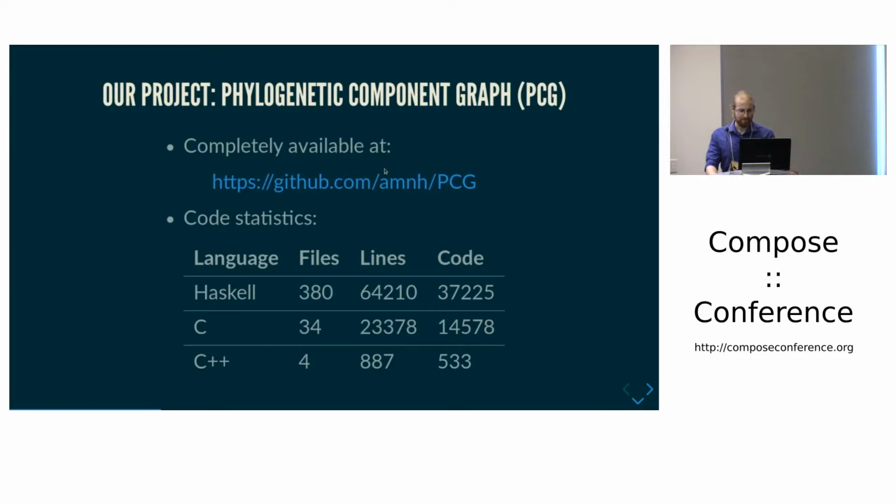We've got 37,000 lines of Haskell code, and that's where the main functionality of our code base lies. There's 2 FFI bindings, one to a legacy but highly optimized collection of C code, and then another FFI binding to some C++.